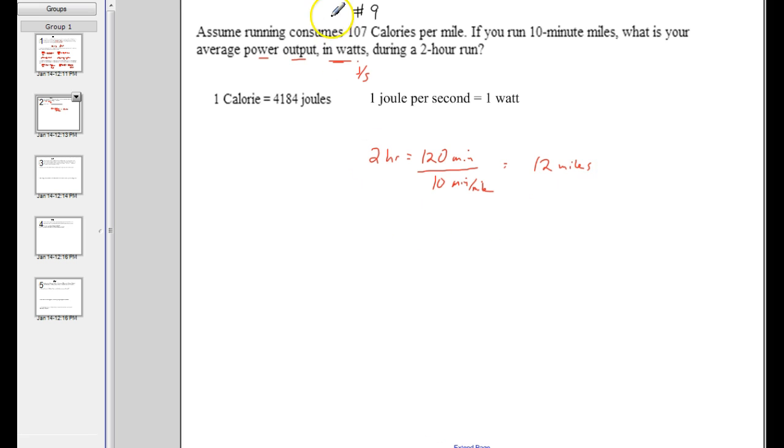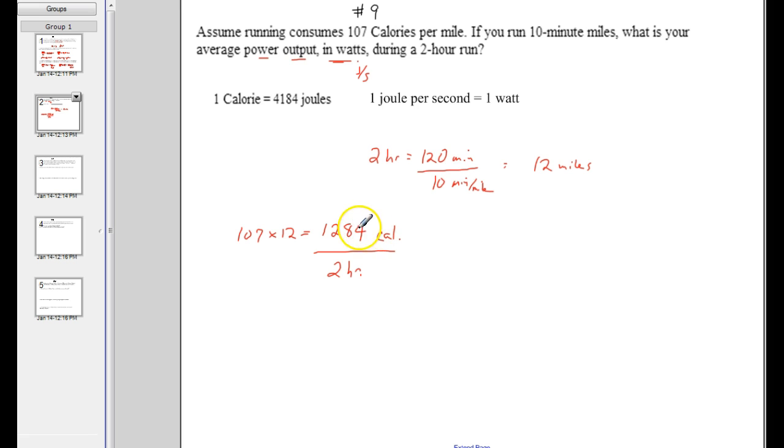Okay, so we burn 107 calories per mile. We ran 12 miles, so I'm going to take 107 and multiply that by 12. That's 1,284 calories I burn in 2 hours. Okay, that's how long they ran. 2 hours is 12 miles. 107 calories per mile times 12 is how many calories they burned in those 2 hours.